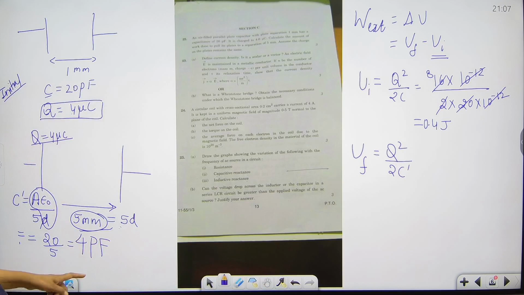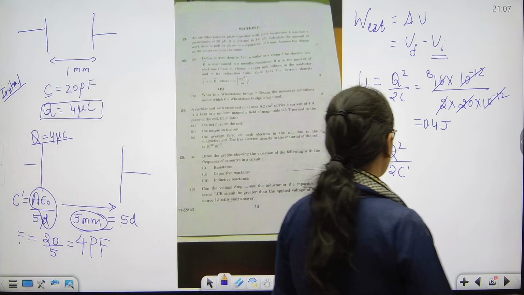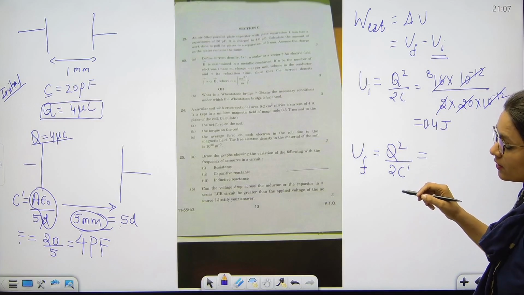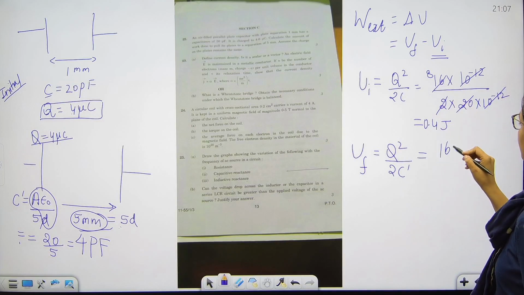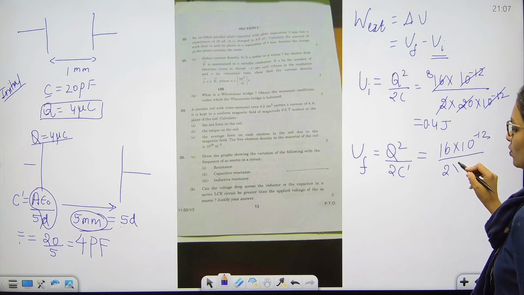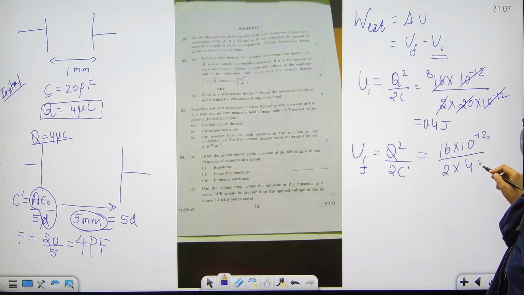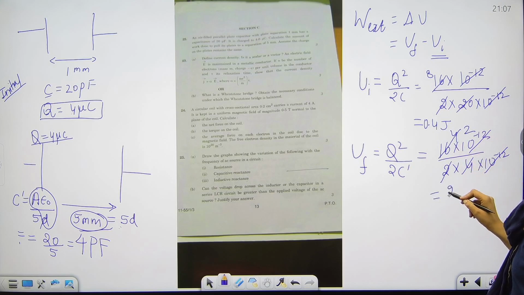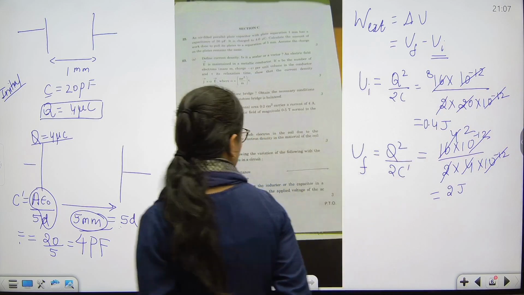Clear? So this is the new capacitance. Now can we find the new potential energy? Q square is the same. 16 into 10 to the power minus 12 divided by 2 into the new capacitance, which is 4 picofarad, times 10 to the power minus 12. This will get cancelled. 4 4s are 16, 4 2s are 2 joules. Yes, 2 joules. Correct.